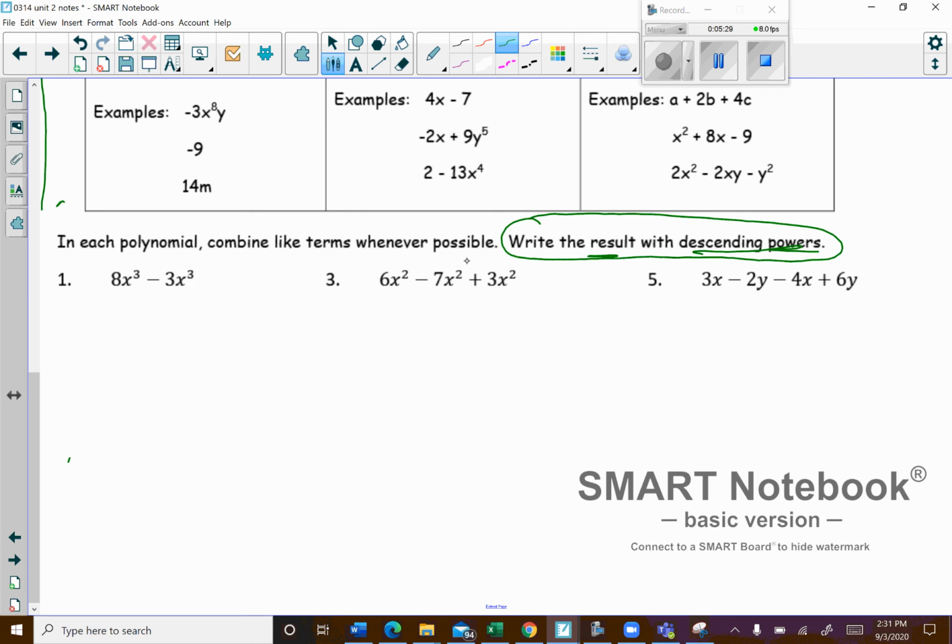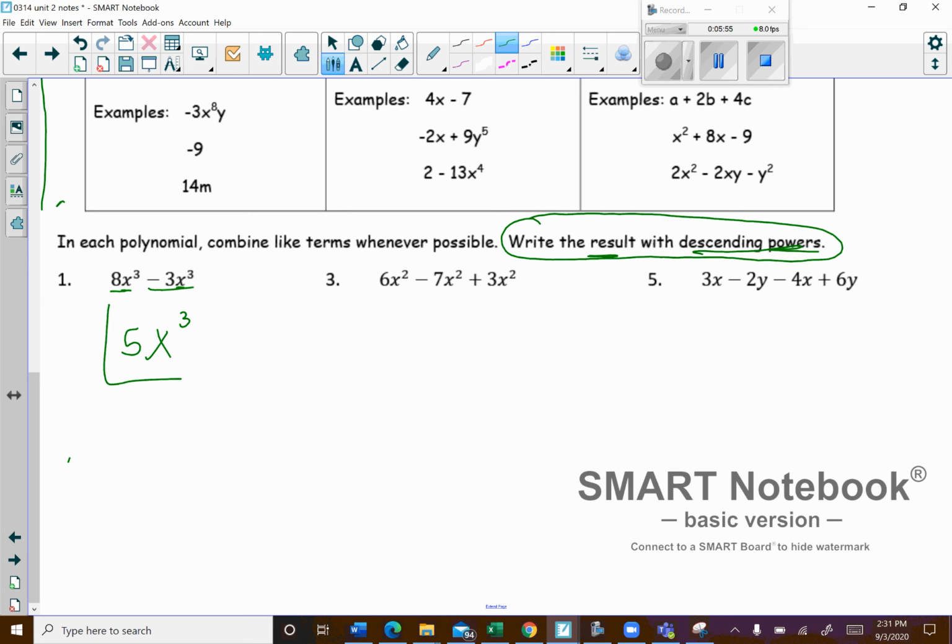We won't see it so much on these first 3 examples. Okay, so looking at number 1, I have 8x to the third power take away 3x to the third power. It's like saying I know I have x to the power of 3 right here, but it's just like I have 8 pairs of shoes. I take away 3 pairs of shoes. I'm left with 5 pairs of shoes. Now my pairs of shoes in this example are my x to the third power.